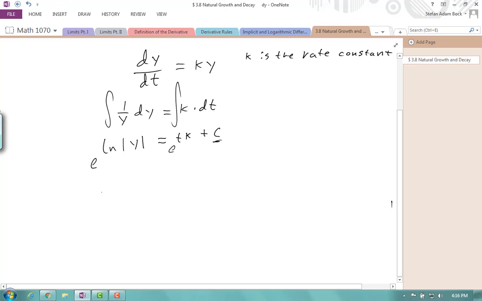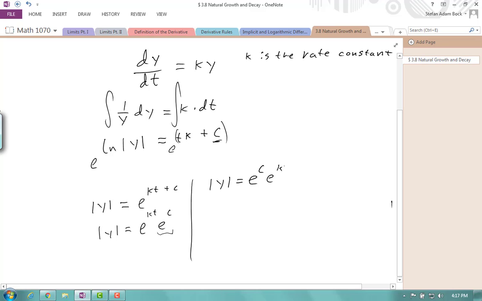I'll raise both sides to the power of e, so I'll have e to the natural log of the absolute value of y. Those cancel, so I'm left with the absolute value of y equals, I'm going to change the order of this, e to the k times t plus c. That's up in the exponent. But using exponential properties, this is e to the c times e to the kt. Or, since c is a constant, this is just some new big constant.